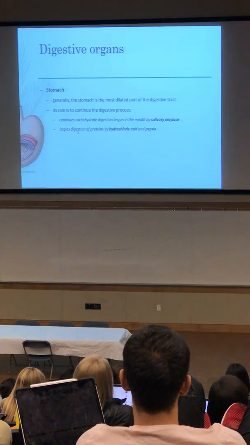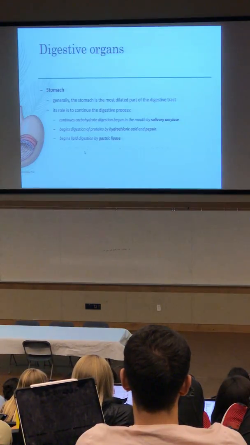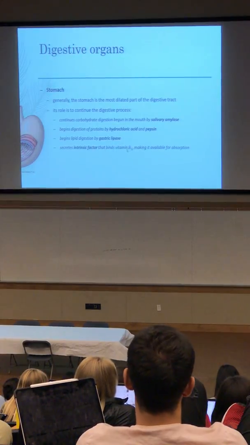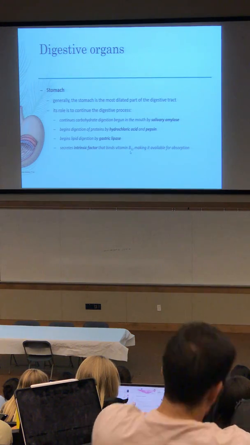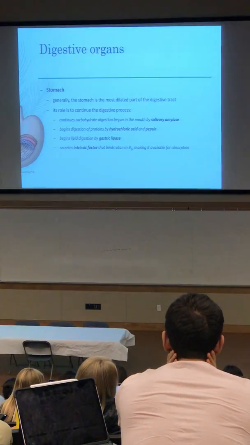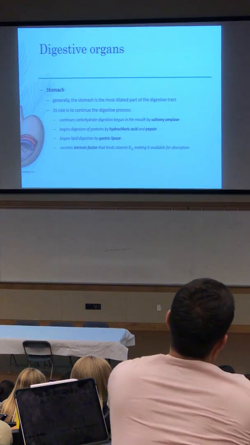We have the beginning of the digestion of proteins by hydrochloric acid and pepsin. Remember, pepsin is secreted as pepsinogen. We have a gastric lipase that begins the digestion process of lipids. And then there's a special chemical called intrinsic factor that binds to vitamin B12 and makes it available. If you don't have intrinsic factor, you die. It's as simple as that. So there's a kind of anemia called pernicious anemia where there's a problem with intrinsic factor. And so those people have to have vitamin B supplements, or I don't know how you treat that, but that's a big problem.